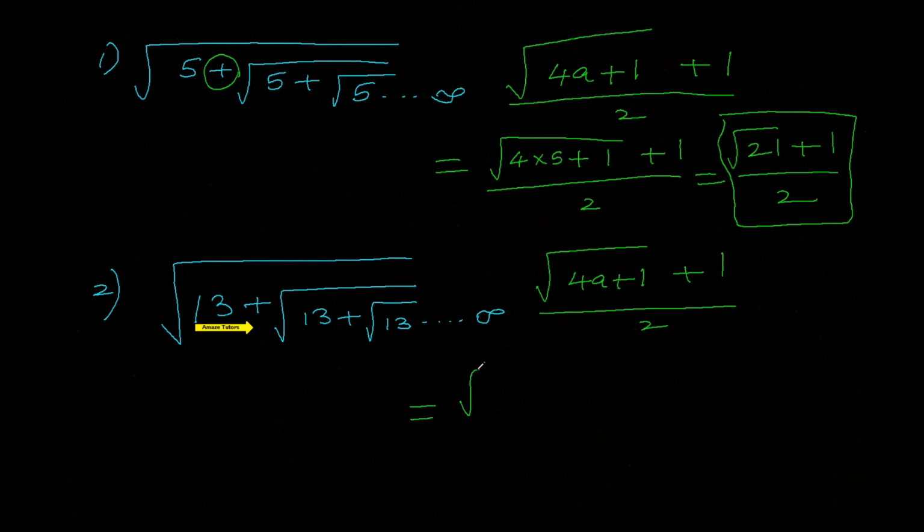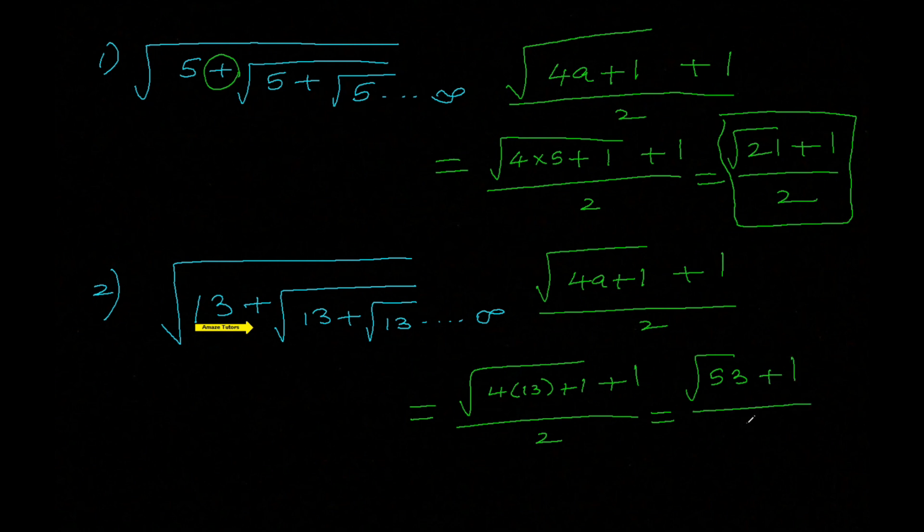Now what is a? 13. 4 times 13 plus 1, divided by 2, which is equal to: 4 13s are 52. 52 plus 1, 53. Square root of 53 plus 1 divided by 2. This is the answer for the second question. See how quickly we are able to finish it.